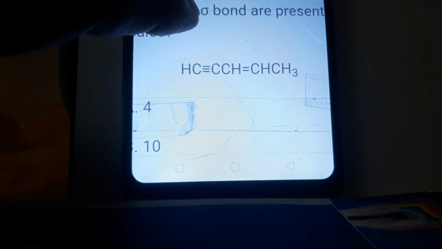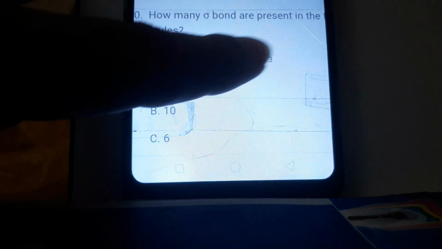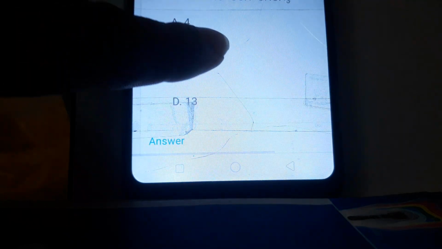I hope you know how to read the Greek alphabet: alpha, beta, zeta, sigma, all these. How many of these bonds are present in the following molecules? You need to answer that question as well. And this is the formula: HC triple bond CCH, double bond there, it's a covalent, CH3, right? A4, B10, C6, and D13. Okay, we go into the next part of it.